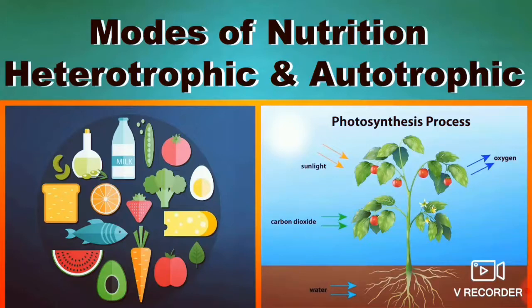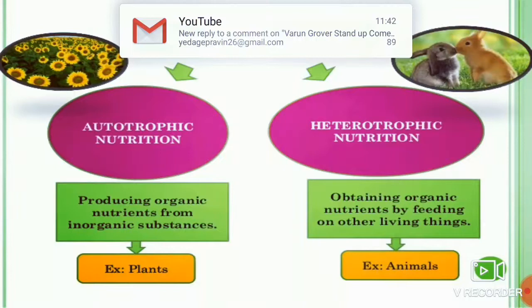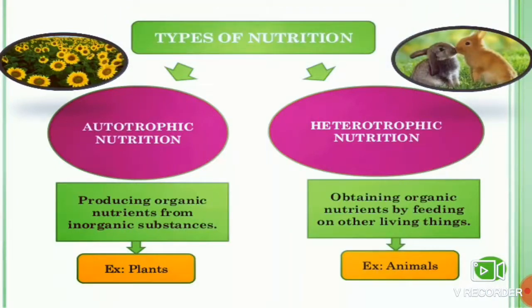So let's start. What's nutrition? Nutrition is a process of transfer of a source of energy from outside the body of the organism, which we call food, to the inside. The process is commonly called as nutrition. So there are two kinds of nutrition.